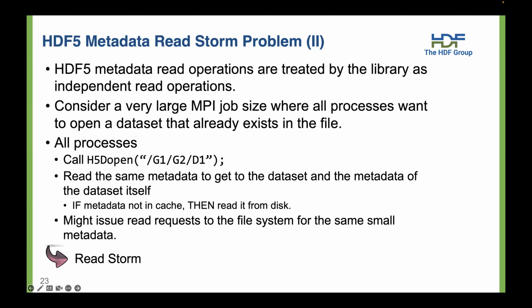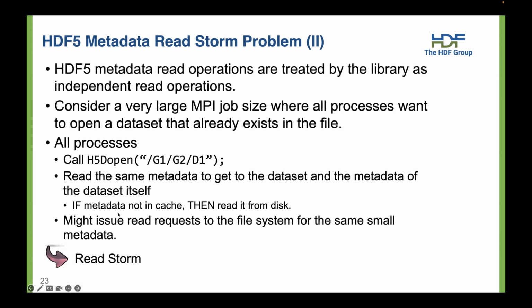The problem is that HDF5 treated all these as independent read operations, and if you have a very large MPI job, then all the processors are going to want to open all the data sets that already exist in a file. So when you call, for example, H5Dopen, all the ranks are going to read the same metadata to get the data set and the metadata of the data set itself.